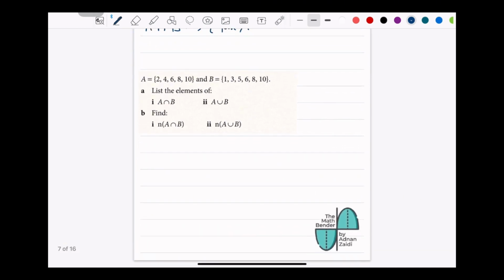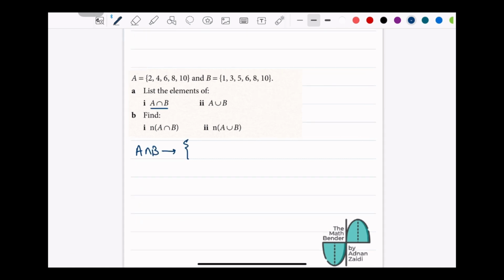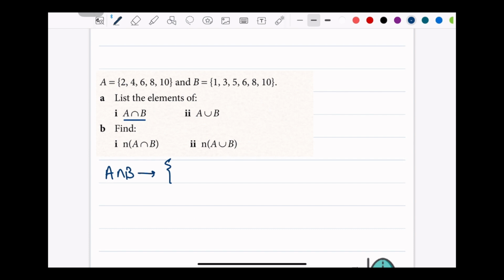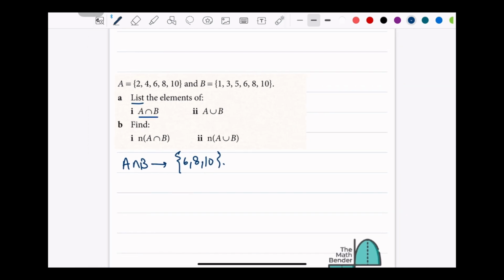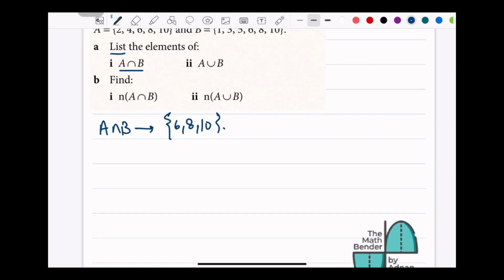Now, I'll draw the figures as well. For this one, if you're to find A intersection B, we write A intersection B as all the common elements between A and B. So the common elements between A and B are 6, 8, 10. This is what I've listed down. Listing down means writing down all the elements that represent A intersection B.